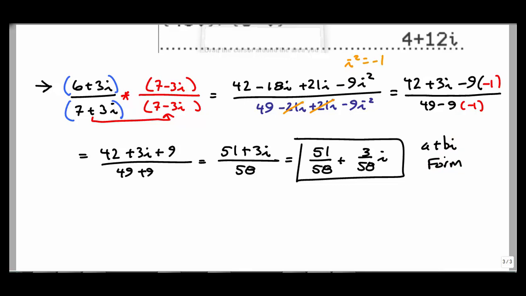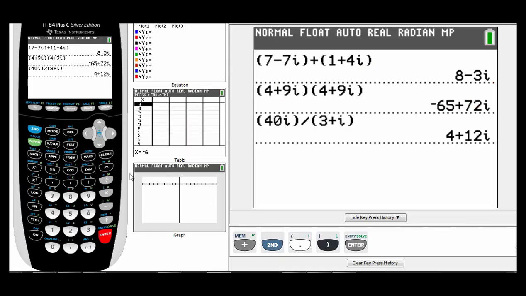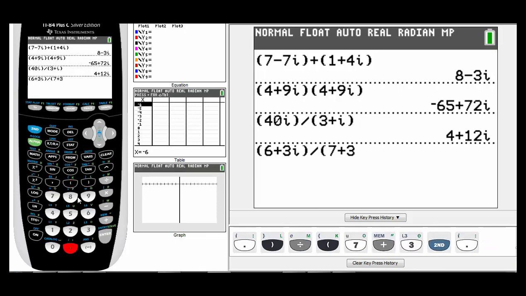Let's go ahead and jump to your calculator and see what your calculator does when you have two complex numbers, one in the numerator and one in the denominator. You have to be very careful about putting your parentheses up, so make sure you start with parentheses. Let's do 6 plus 3i, close parenthesis, divided by 7 plus 3i. And hit enter.